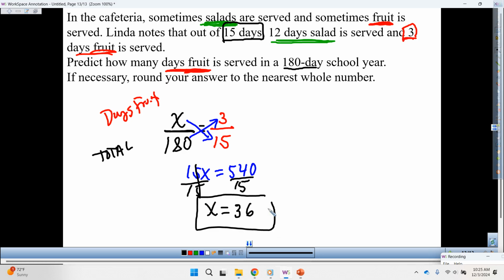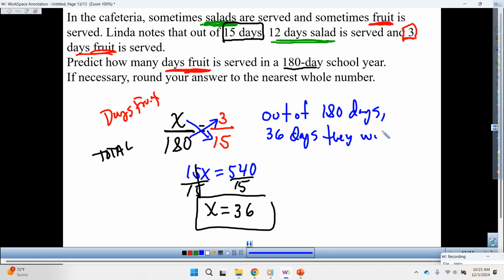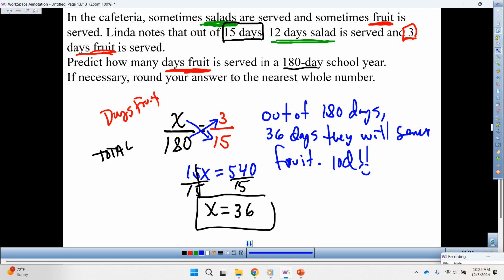36 what, everyone? Days that they serve what? Fruit. So therefore, let's write our conclusion. Out of 180 days, comma, 36 days, they will serve fruit. Thank you. Pretty good, yeah?